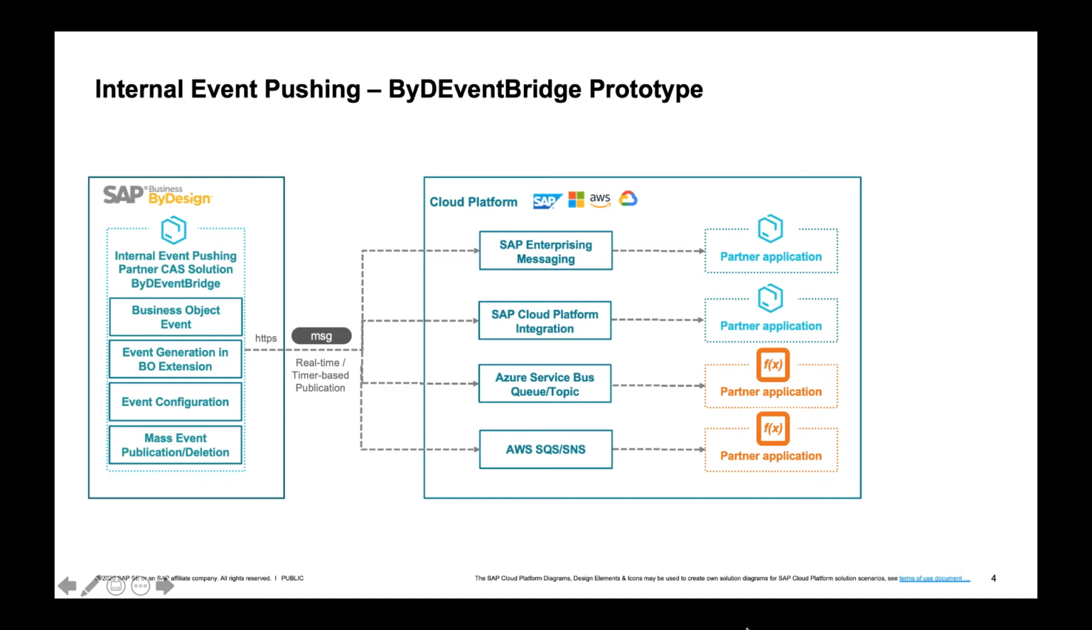The prototype is built with Cloud Application Studio, which can capture the business object event. For example, whenever you create, update, or release an invoice, it will capture the invoice event, and then the event can be published in real time or time-based to an external cloud messaging service, such as SAP Enterprise Messaging, SAP Cloud Platform Integration, Azure Service Bus, or AWS SQS.